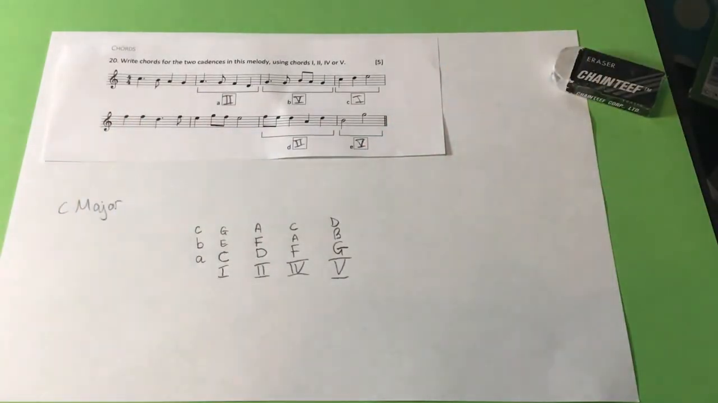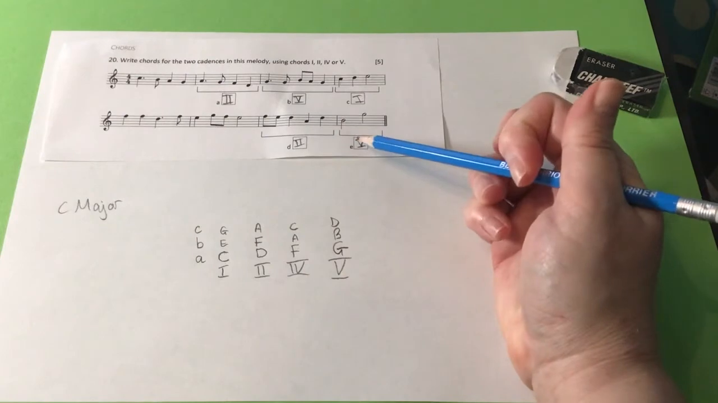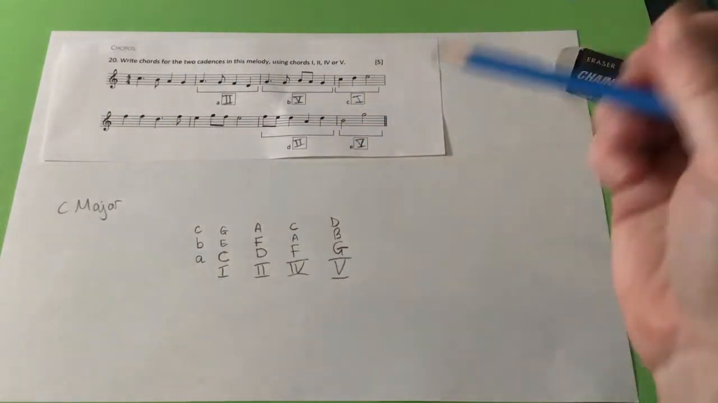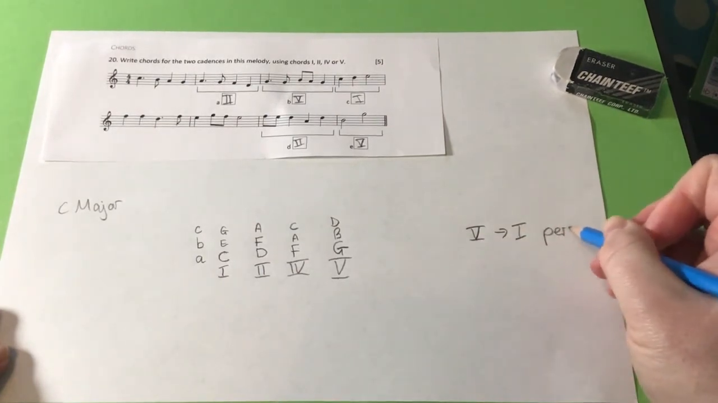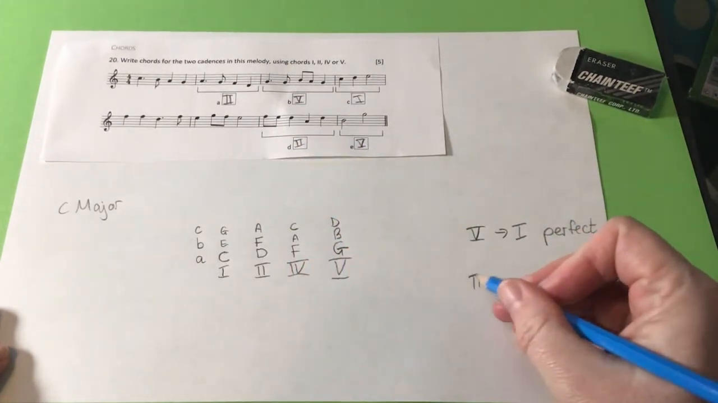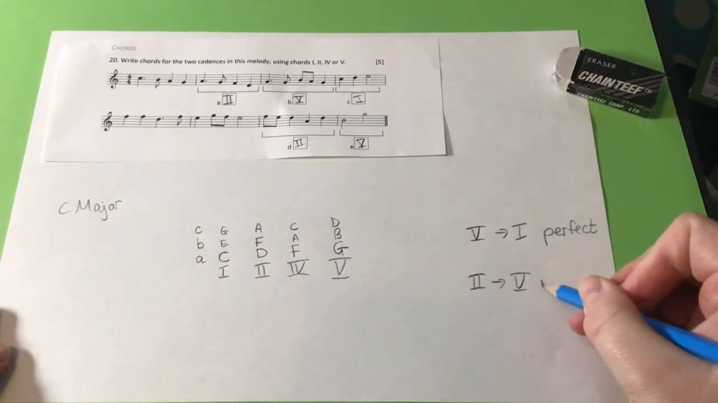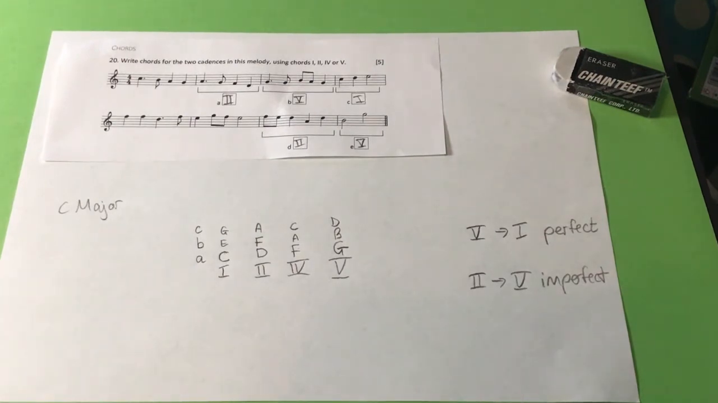Now that I have done that with best fit, I'm going to go back through and make sure that I've actually got cadences. The last 2 chords on each line are what create the cadence. Chord 5 to chord 1 is a perfect cadence. Chord 2 to chord 5 is an imperfect cadence. So we have now answered the question with best fit chords, and we have created 2 cadences, so that is the answer to that question.